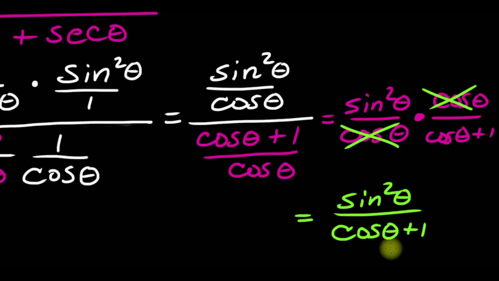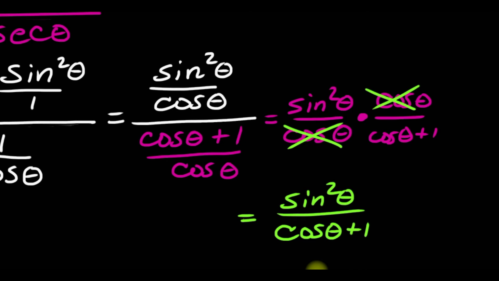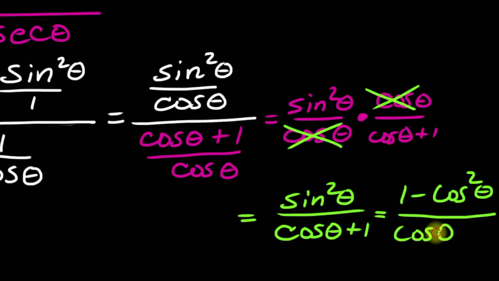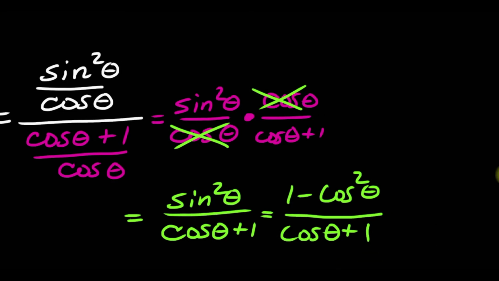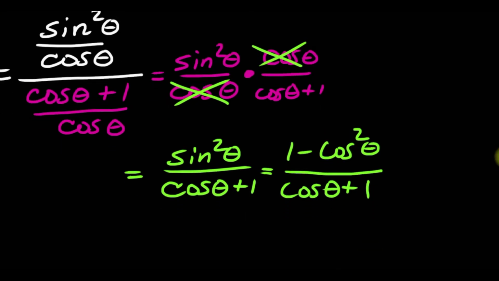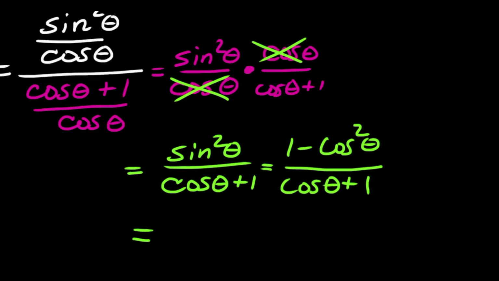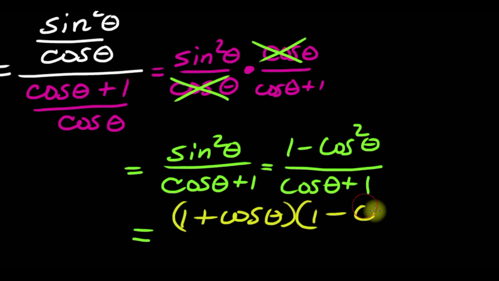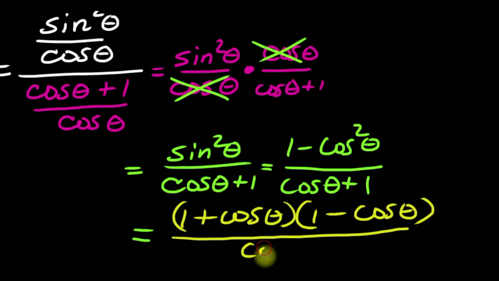Now, if you use the Pythagorean identity, sine squared is the same as 1 minus cosine squared, and here cosine plus 1. Then 1 minus cosine squared can be factored. It's a difference of two perfect squares. So 1 minus cosine squared can be factored into 1 plus cosine times 1 minus cosine, and that's all over cosine plus 1.